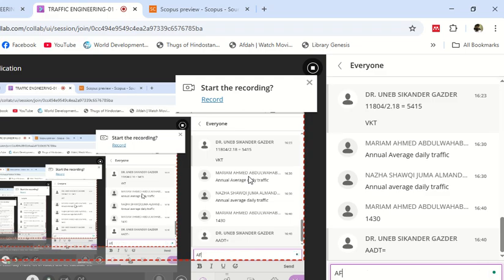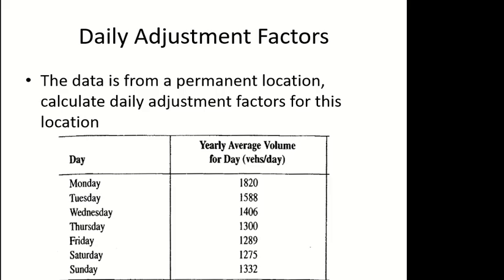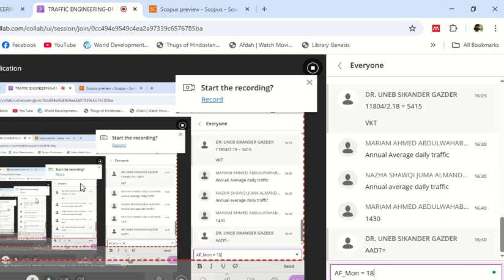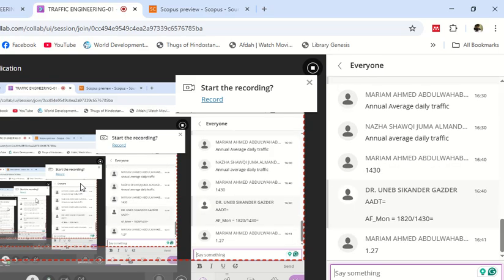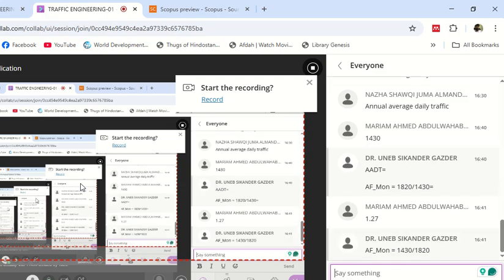So if I'm calculating the average adjustment factor for Monday, it will be the average of Monday, which is 1820, divided by the AADT. Okay, got it? How much is this? I believe I wrote the equation reversed. Sorry for that. The equation is actually this one: 1430 divided by 1820. The ADT is on the top.